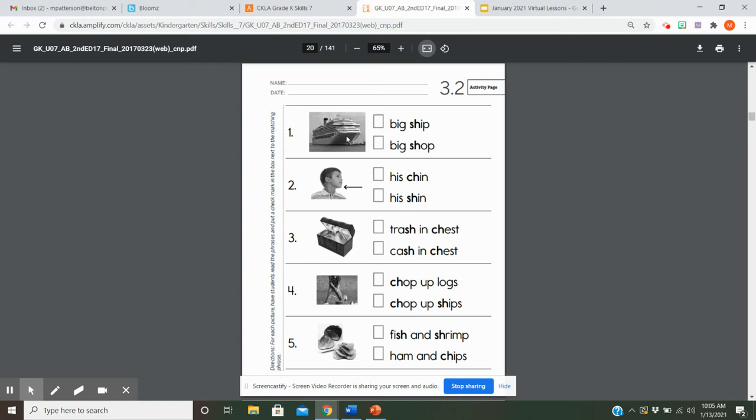Okay. Remember, if I go too fast, you can always pause the video and take a little bit more time on your own, okay? Okay. Let's see, number 2. That's pointing to part of his face right there. Is it his chin or his shin? Chin or shin? Okay. Number 3. Okay, look in there. Is it a trash in chest picture or cash in chest? What do you think? Look at it.